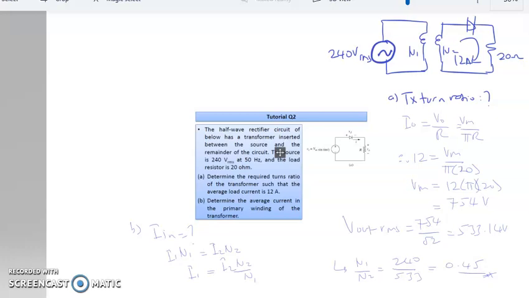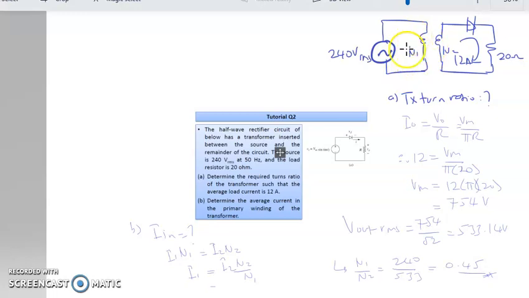Okay, for B, determine the average current in the primary winding of the transformer. Just now we already know that the current in the secondary is 12 ampere. What about the primary winding N1? So I1 N1 equal to I2 N2.